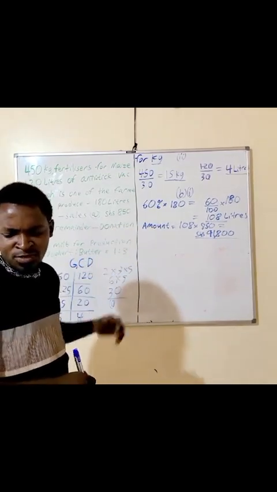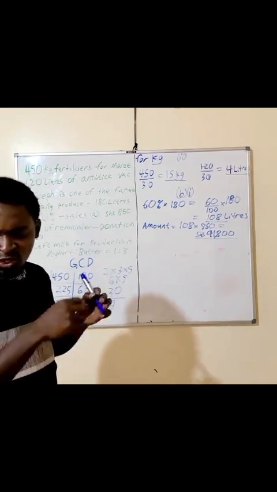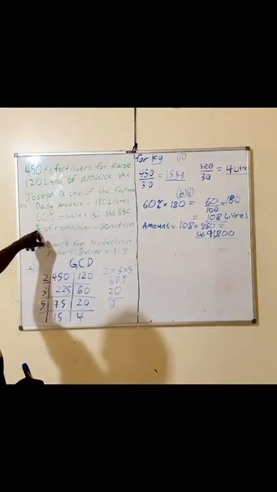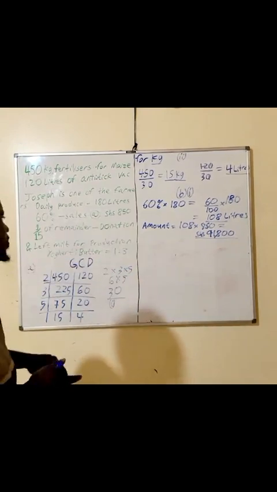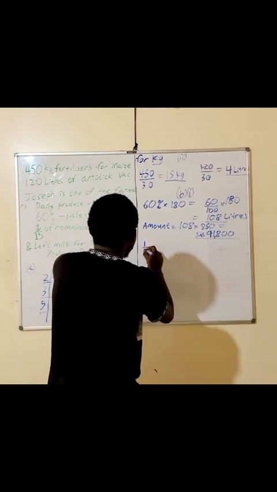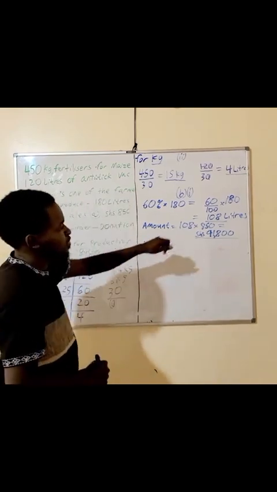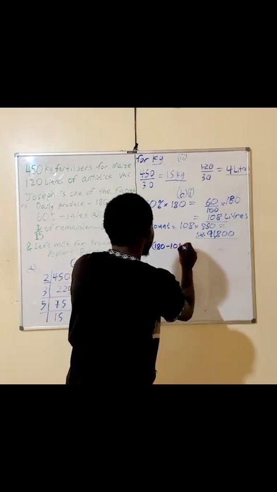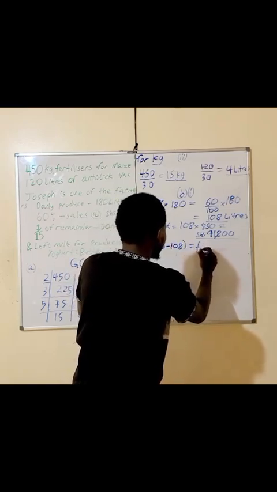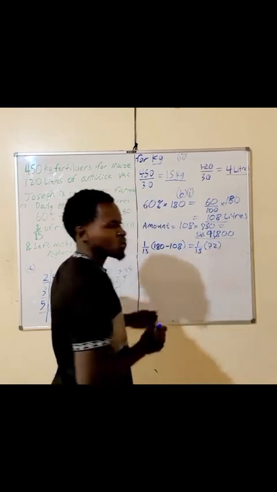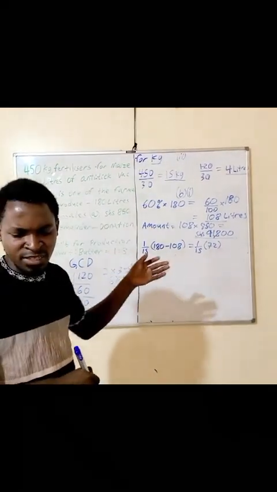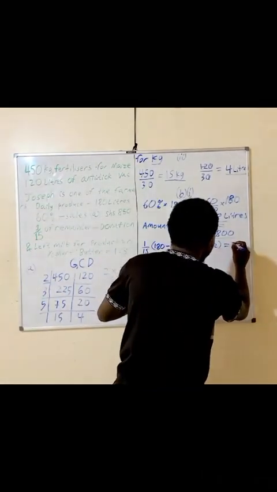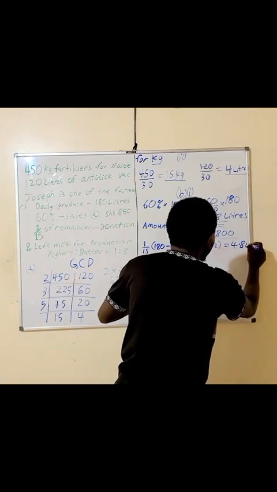Then Roman number 2 of part B, they want us to find the milk that he used to make butter. Remember they informed us that after selling, he donated 1/15 of the remainder. So I need to first calculate 1/15 of the remainder. The remainder is going to be 180 minus 108, which is 72. So 1/15 of 72. If I divide 72 by 15, I get 4.80 liters.